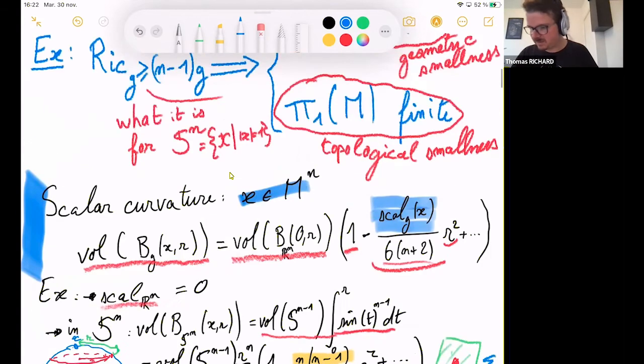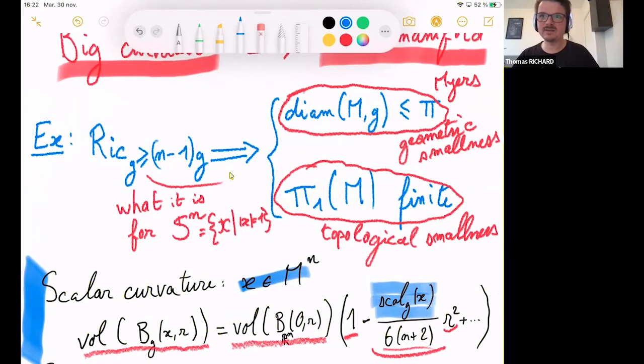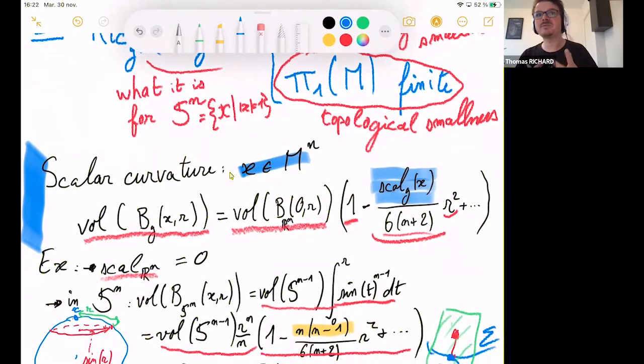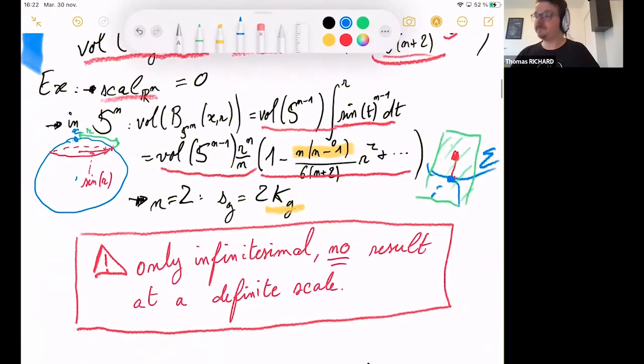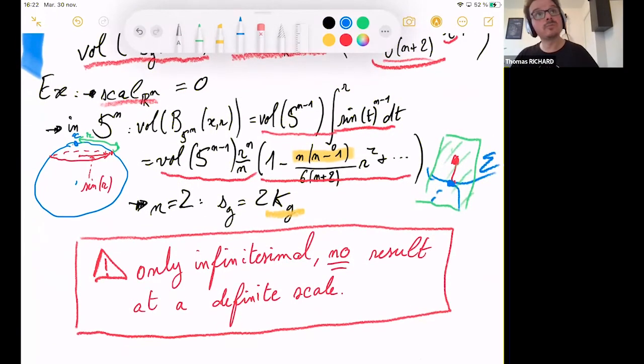Actually, and this is a huge help, when you have Ricci curvature bigger than something, you can get inequalities for the volume of balls of any radius. But with scalar curvature, it's really only in an infinitesimal sense. You cannot directly get macroscopic information from this expansion. Okay. So this is only an infinitesimal result. There's no estimate on the volume of balls, for instance, at a definite scale.